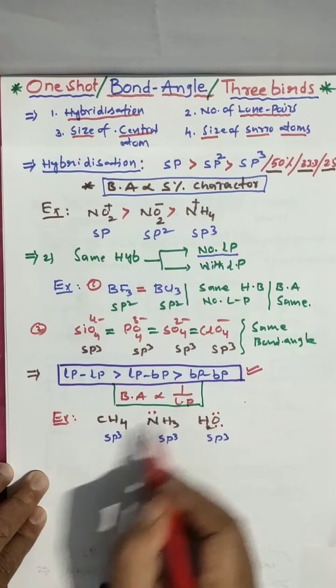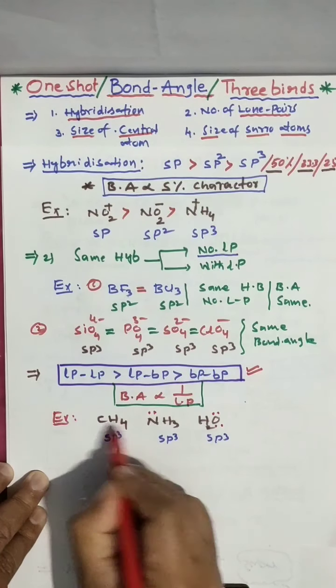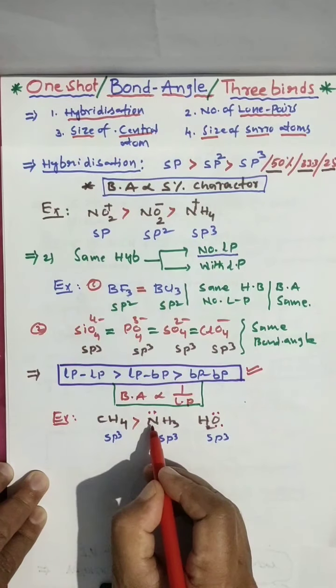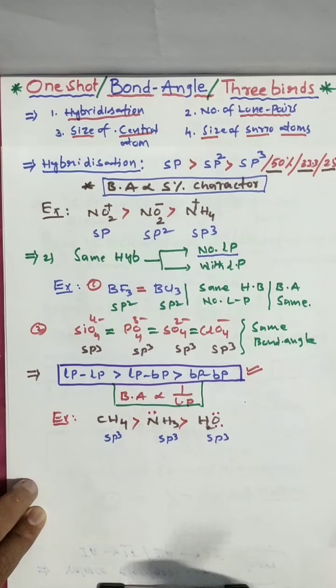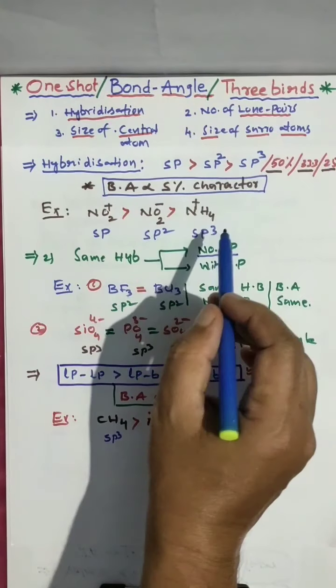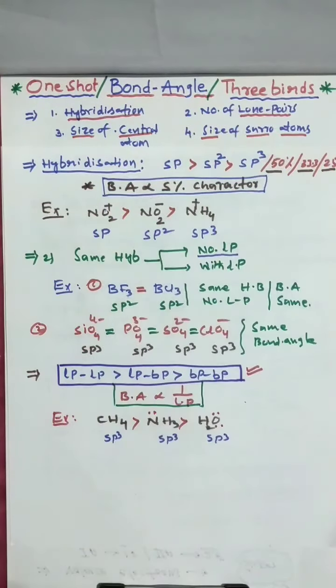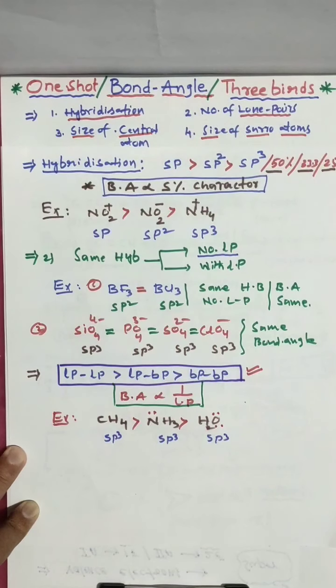Lone pair and bond angle are inversely proportional. So here no lone pair, bond angle is more. Here 1 lone pair, here 2 lone pairs, less bond angle. Condition number 2 is completed: lone pairs are there and lone pairs not there. 2 conditions completely fulfilled. I will give one more example for betterment.